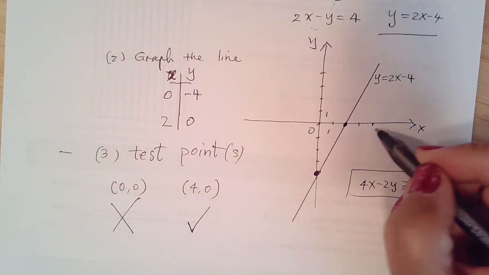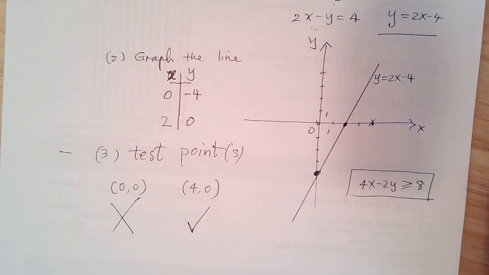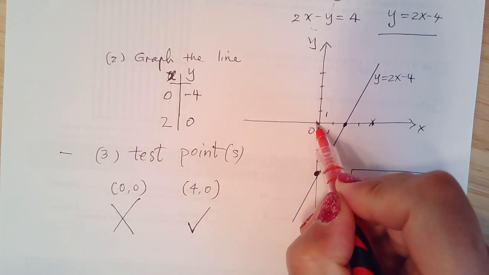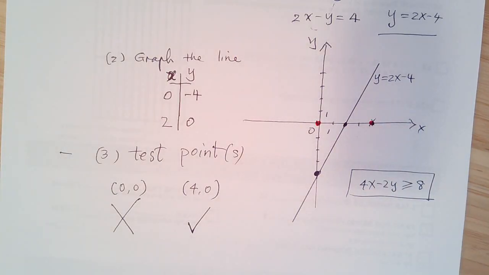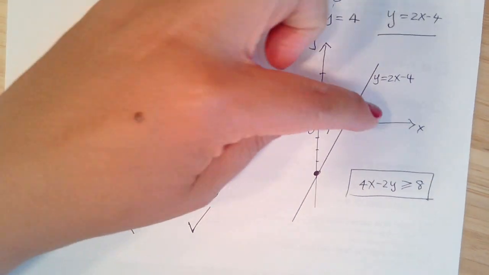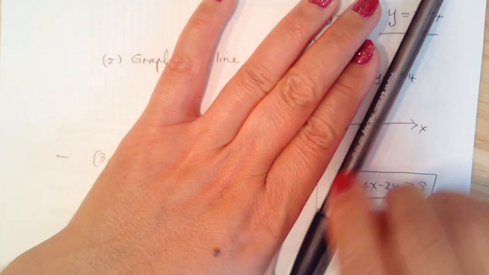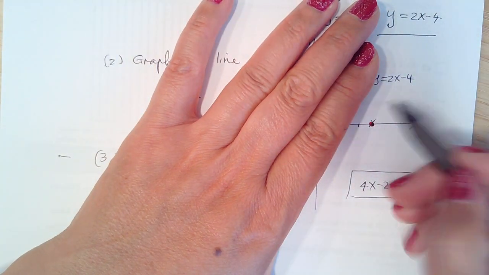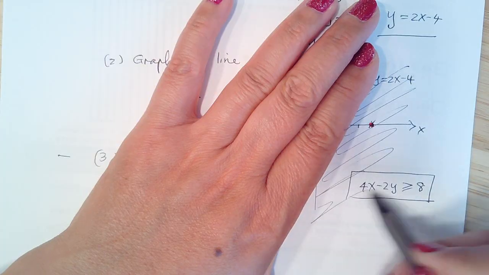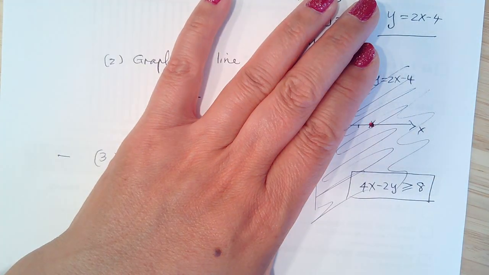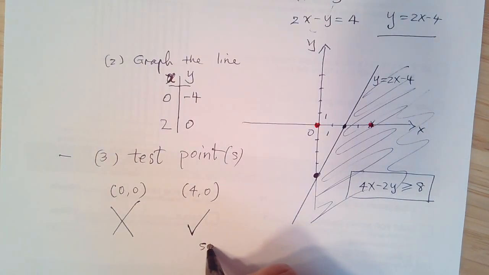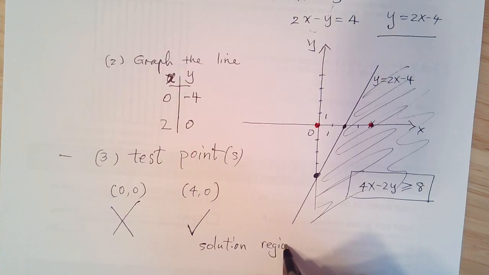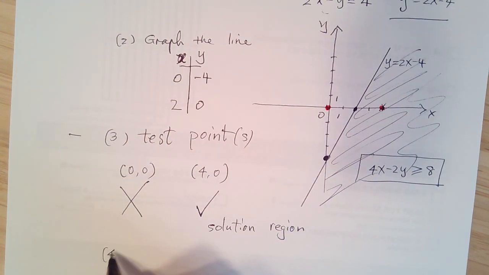That is this. So remember, here is your test point. I use these 2 points, and what I find out is this point is not working, but this point is working. Therefore, I am going to shade the whole area here, and that will be my solution region. One more thing: this will give you the solution region. And then we have step 4.